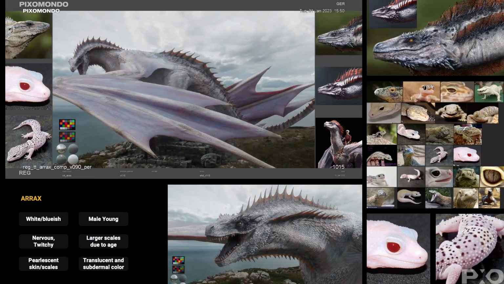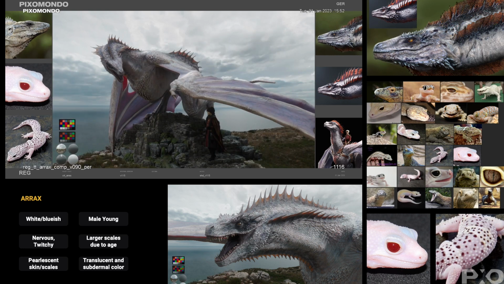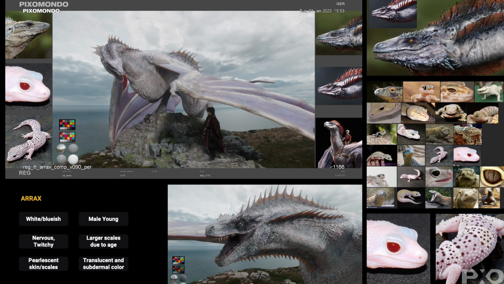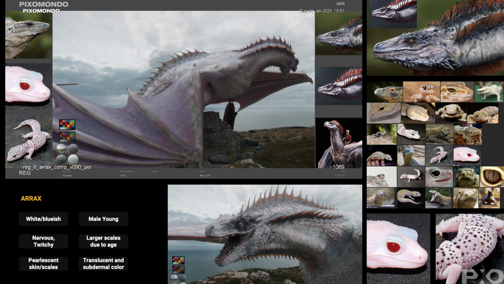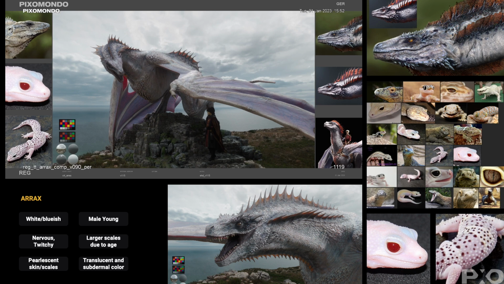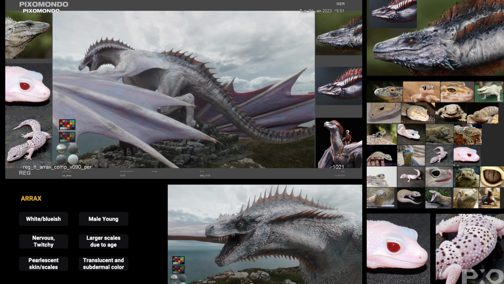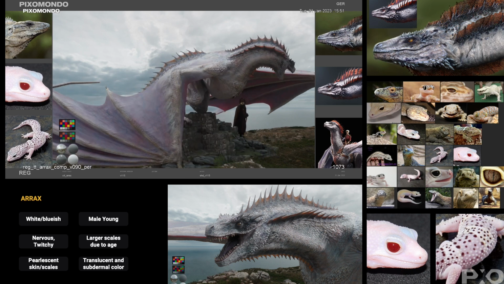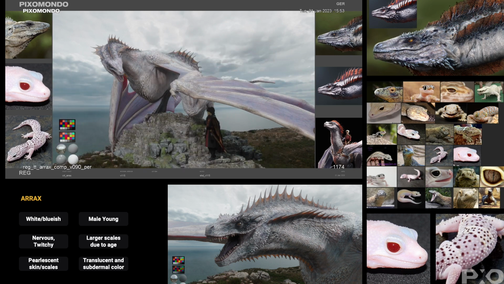And we did it also for the other dragon. Even if I don't go too much into detail, just looking at it, you can really see that the feeling now is completely different. It's different colors, different types of references. This dragon is still young, but this one has more nervous and twitchy behavior. Interesting for us for this dragon was that it was supposed to have a translucent look and kind of pearlescent.